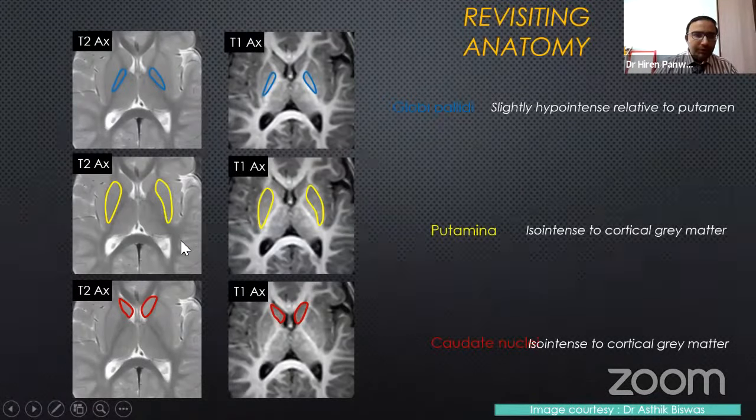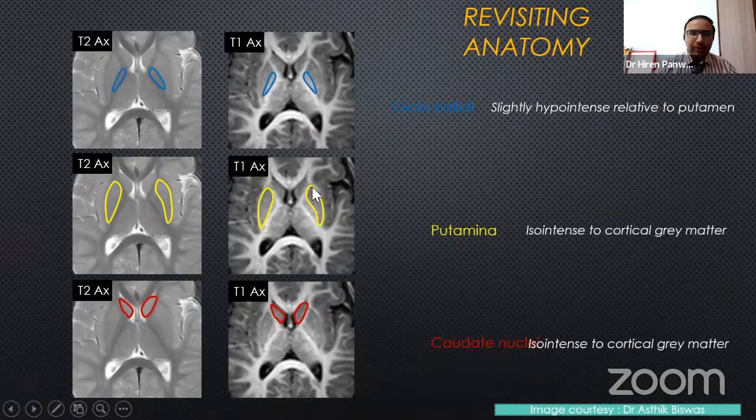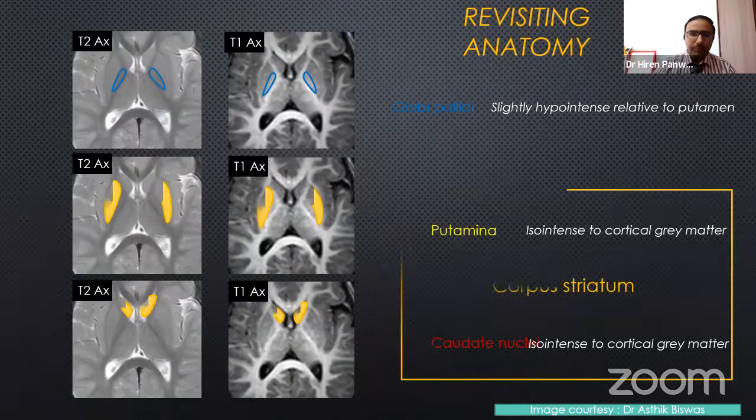Here, this yellow color structure is the putamen, and this red outlined area is the caudate nucleus. The caudate and putamen are almost isointense to the gray matter. So that's the way we can say whether they are abnormal or normal. And the globus pallidus will be slightly hypointense. So that is about the anatomy of the basal ganglia.